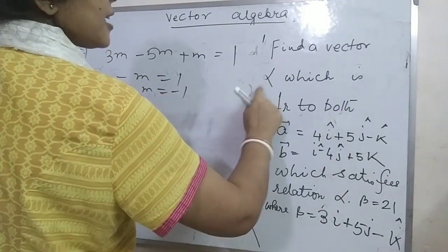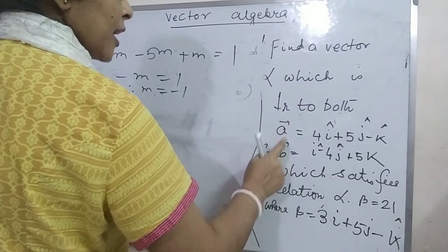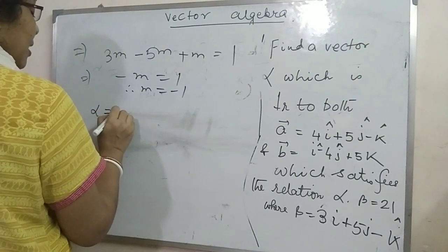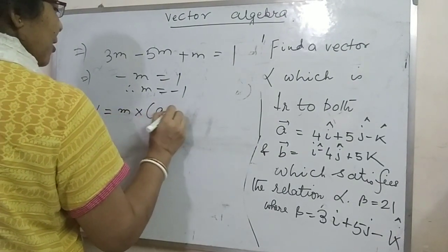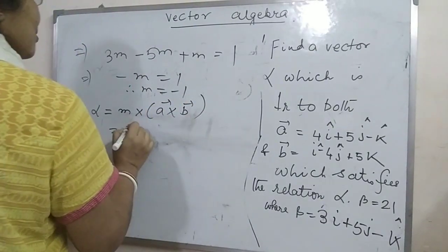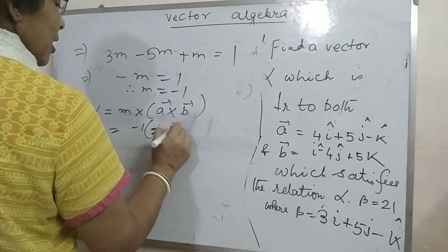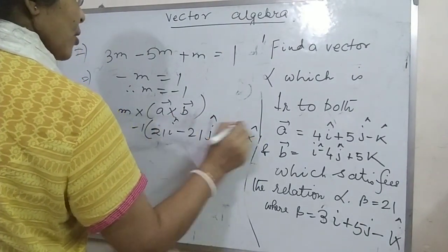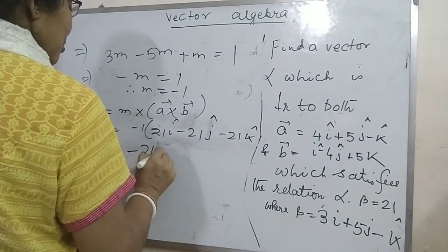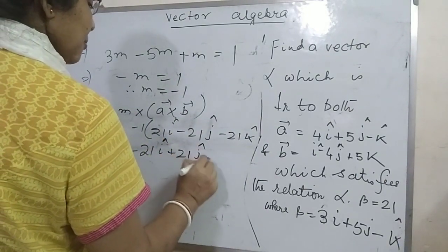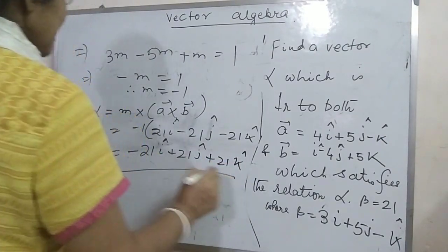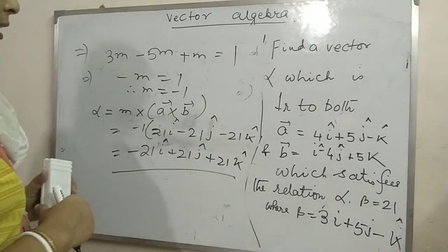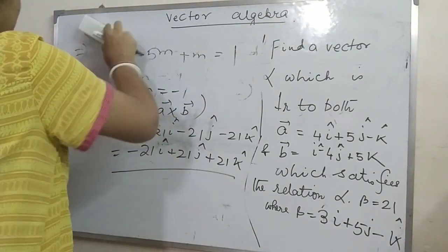The question is to find a vector alpha which is perpendicular to both A and B. So alpha equal to m into A cross B. So m equal to minus 1, times 21i minus 21j minus 21k. This is A cross B. So minus 21i plus 21j plus 21k. This is vector alpha. Clear? Next problem.